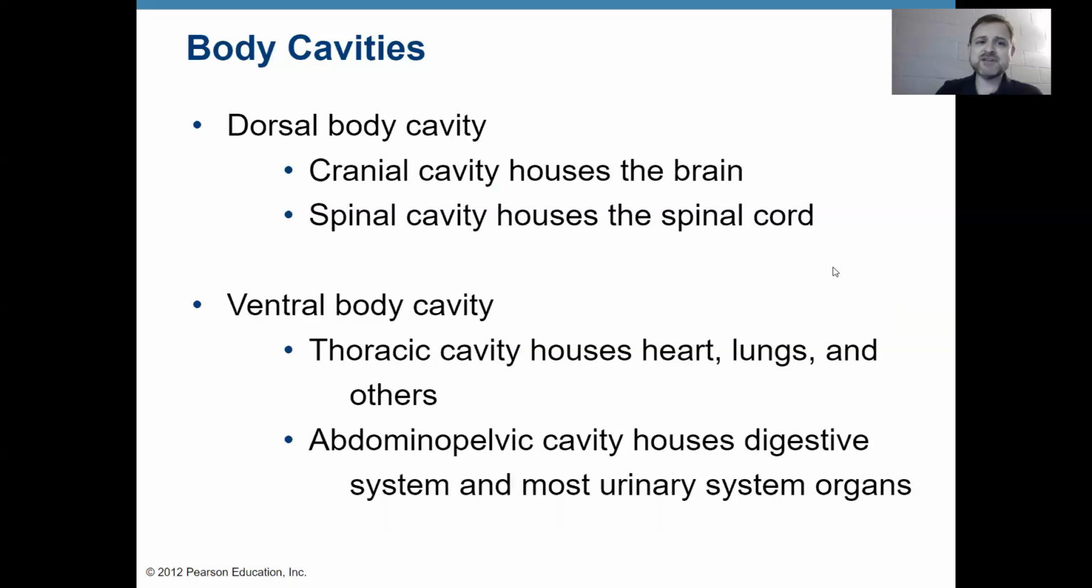So the body cavities. Dorsal means behind, ventral means in front of. The dorsal cavity has two parts. The cranial cavity houses your brain, and your spinal cavity houses your spinal column. Your ventral body cavity, which is in front of the dorsal cavity, also has two main parts. There's a thoracic cavity, which houses your heart, your lungs, your rib cage. The abdominopelvic cavity houses your main digestive and urinary organs, like your stomach, your intestines, your kidneys.